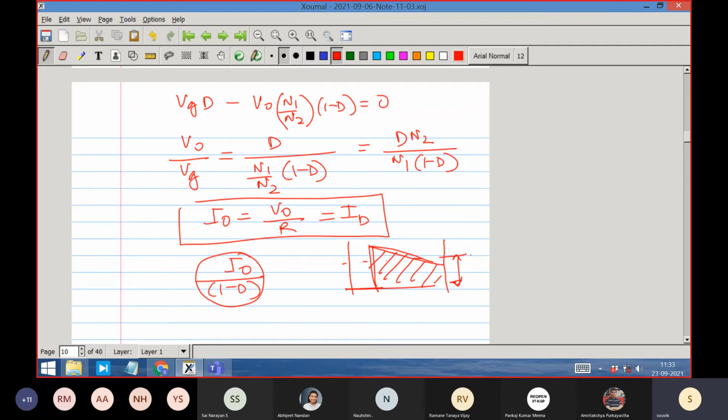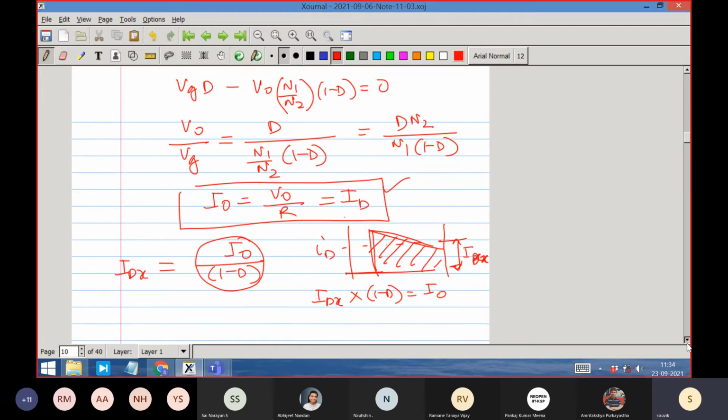So by equating, let me call it Ix or the IDX. So IDX into 1 minus d must be equal to I naught into Ts. So IDX is equal to I naught by 1 minus d. That is the average value. ID average is I naught, that is true. But this is the level of the current.